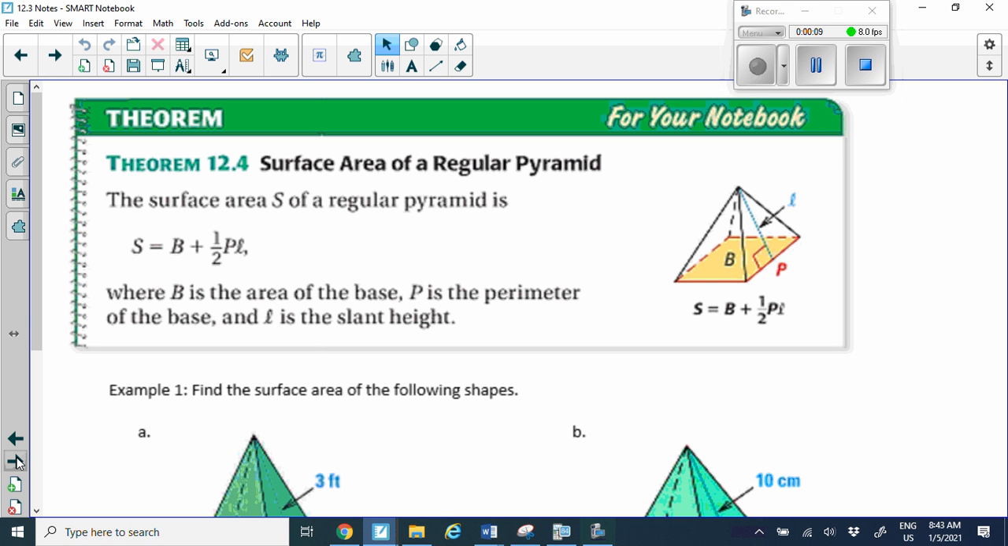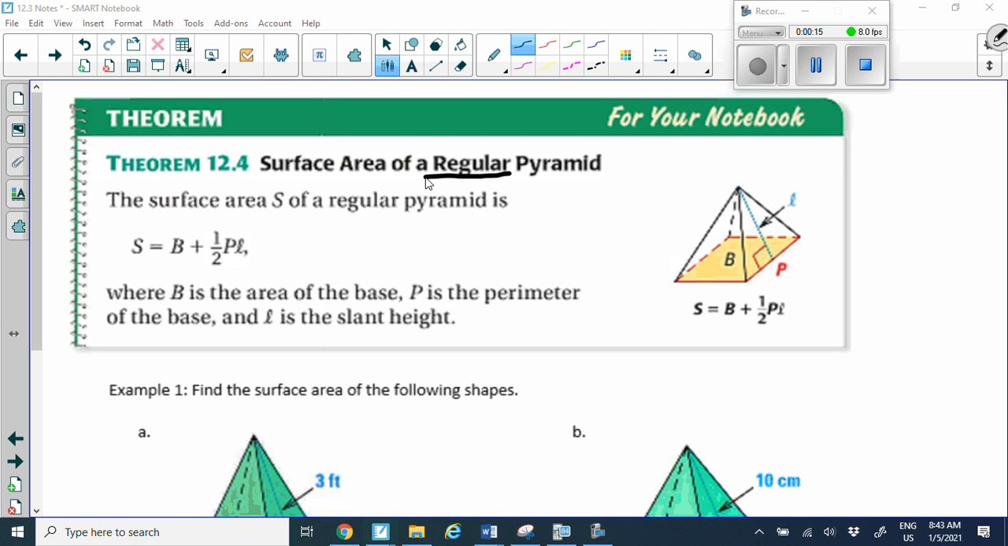Okay, let's talk about finding the surface area of a regular pyramid. So notice that they use the word regular. Remember that means that our base is going to be a shape in which all the sides are congruent, or the same. Okay, so the surface area of a regular pyramid is as so.